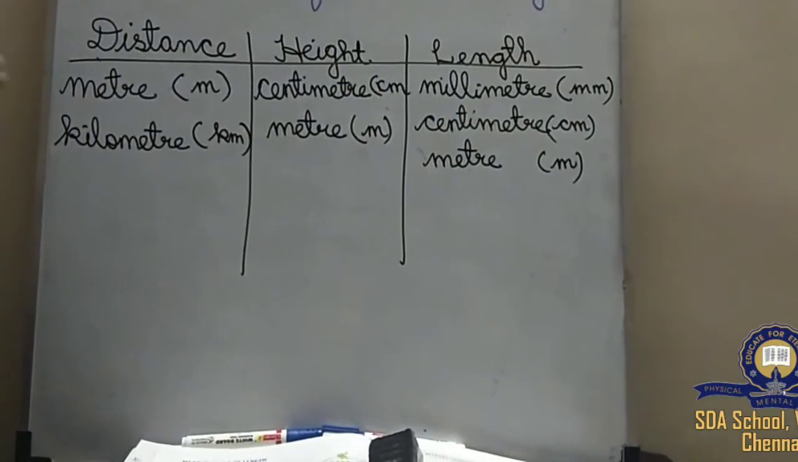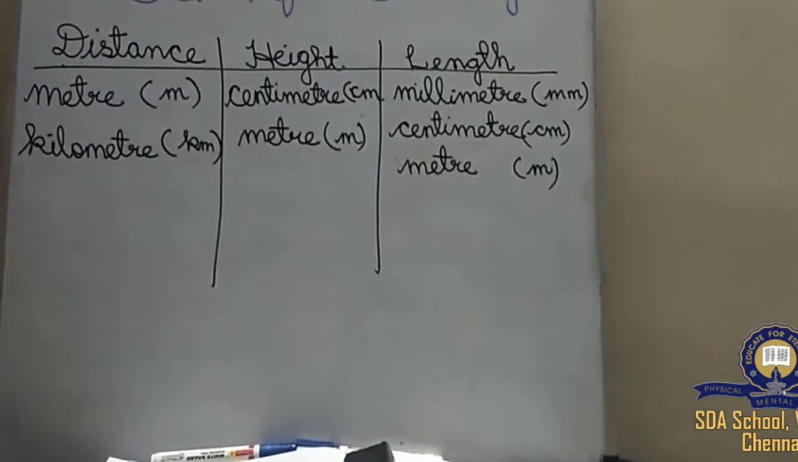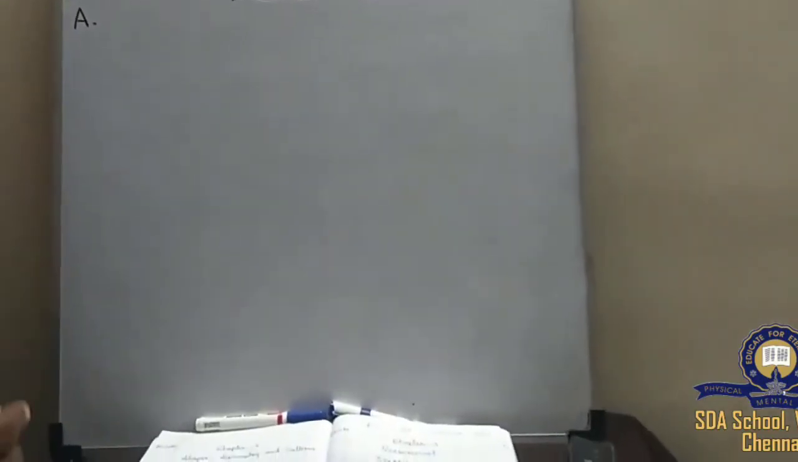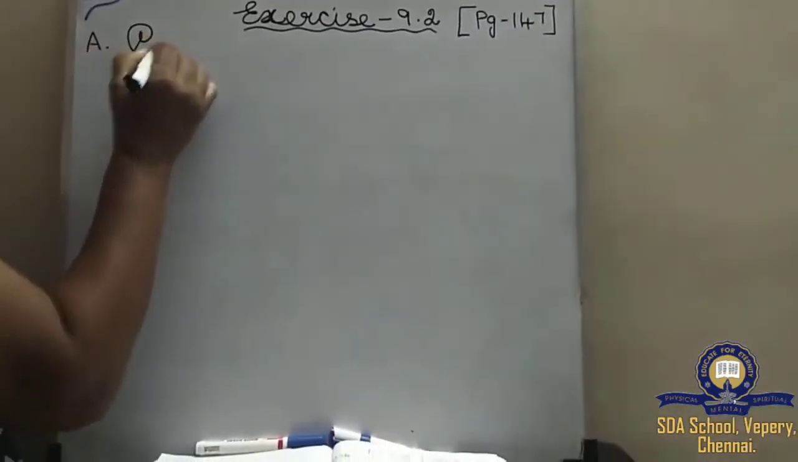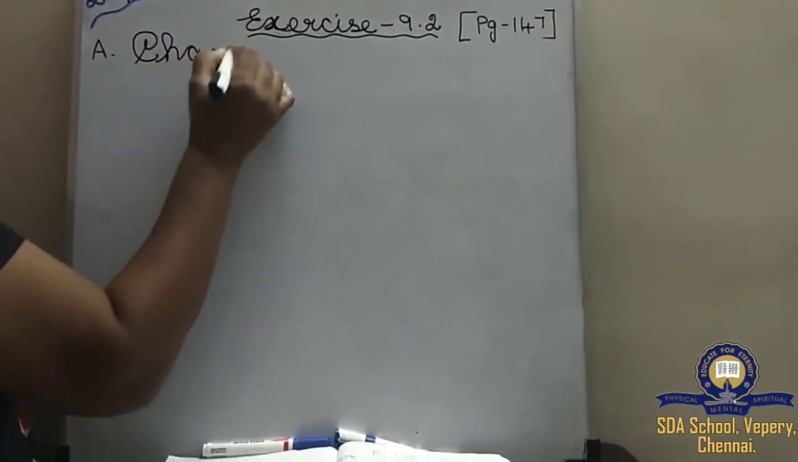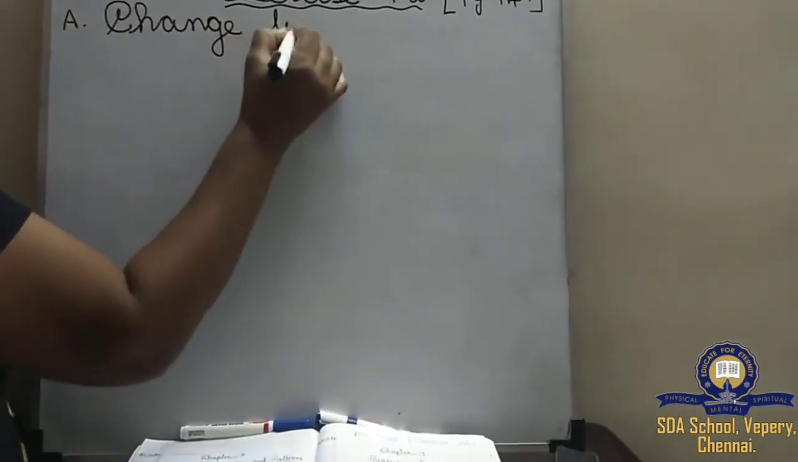Okay, now we'll see exercise 9.2. Okay, children? Here are some sums. First you have to change to centimeters.